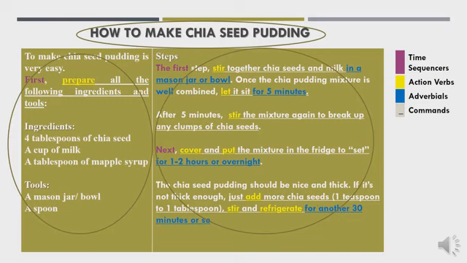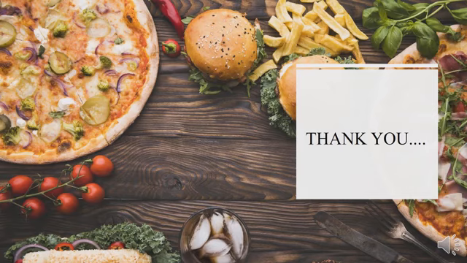Kemudian di sini yang bercetak biru, berwarna biru, itu adalah adverbials. Ada in a mason jar or bowl, itu place, ya. Adverbs of place. Kemudian well itu adverb of manner. Kemudian for 5 minutes itu adverb of time. Okay. That is the example of a procedure text.